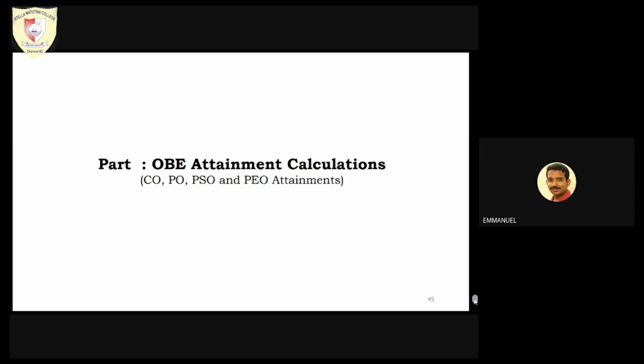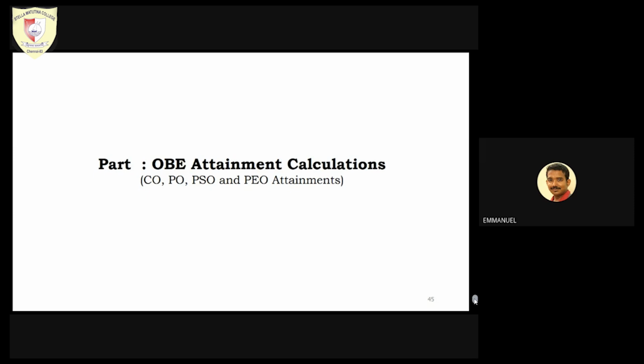This is the last part. Actually, 3 is missing. Part 3. OB attainment calculation. This is like, if you are making a movie, something like pre-production, production, post-production. This is like post-production, not exactly, just to have some idea.